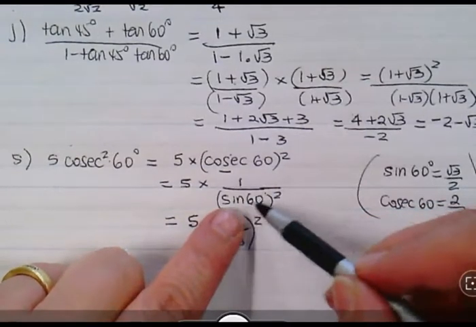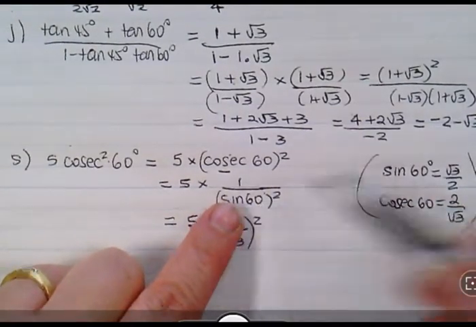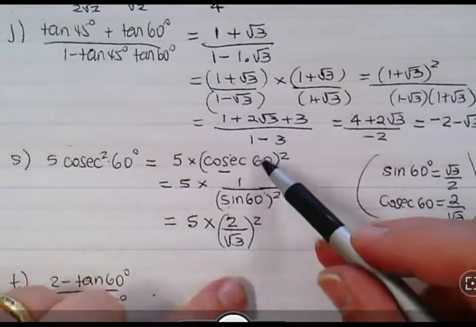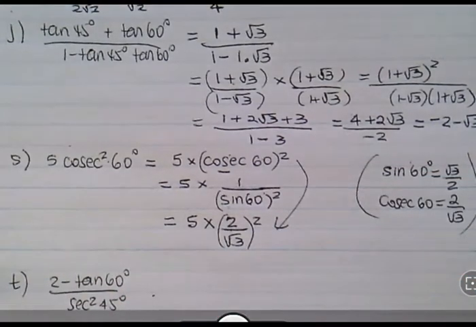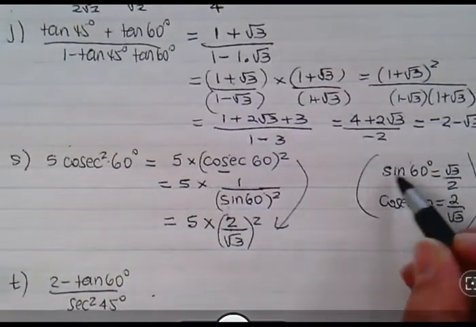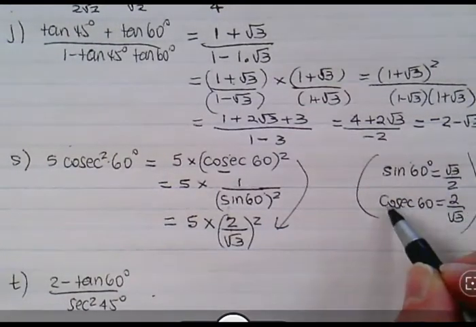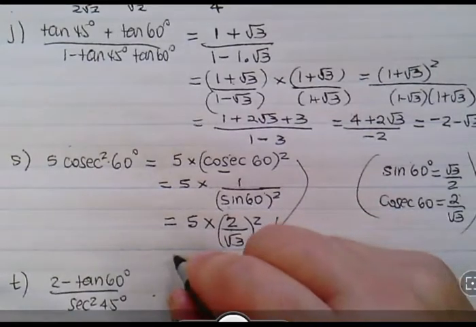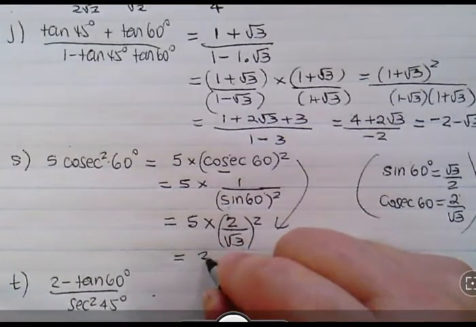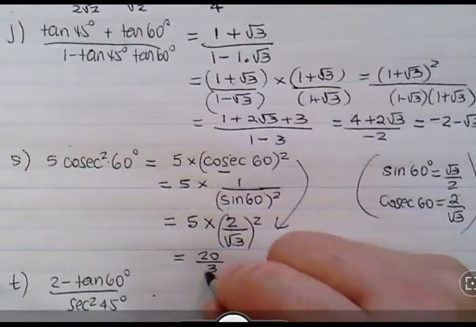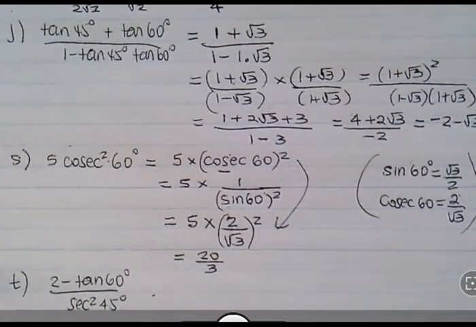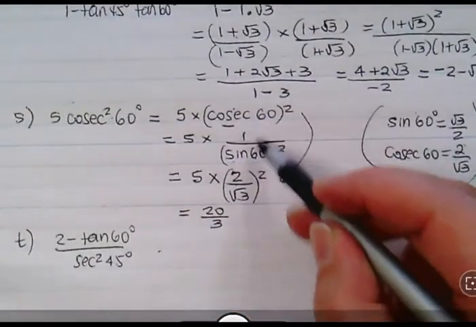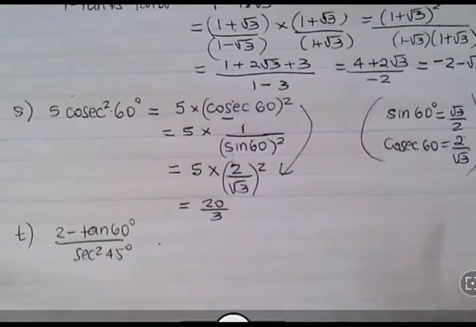So really later you don't have to really write this. I reckon you just need to write the bit on the side and jump straight from there to there. I wouldn't write it. I would just do it on the side. Sine 60 is root 3 on 2, cosec 60 is 2 on root 3. It's the reciprocal. 1 over a fraction is the flip of the fraction. So what's that equal to? 5 times 4 is 20 over 3. Root 3 squared is 3. So you don't need this. I'm going to leave that out from now on.